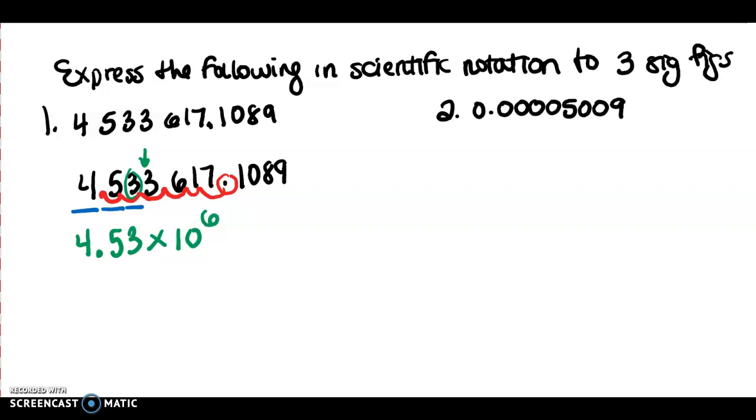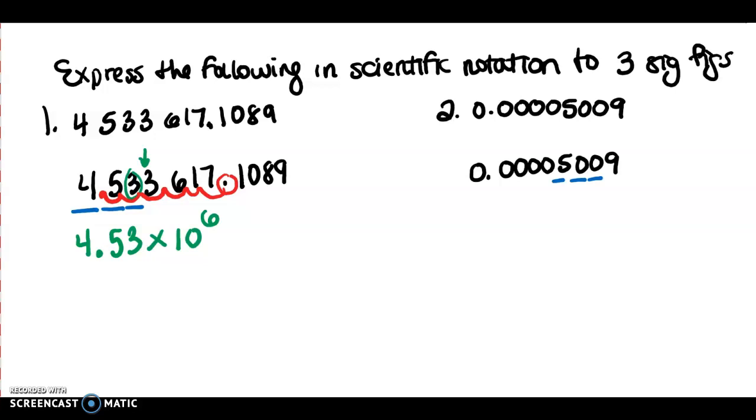And then looking at the last one here, 0.00005009. So again, 3 significant figures. Our significant figures in this case are going to be the first non-zero digits after the decimal. So we need to look at the fact that these are our first 3 digits starting from the first non-zero digit. Now I understand 2 of them are 0, but they come after a non-zero, okay?